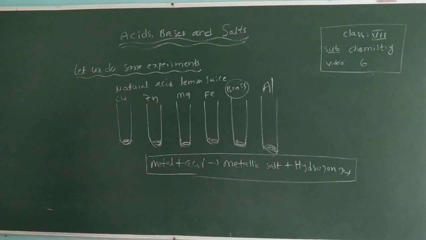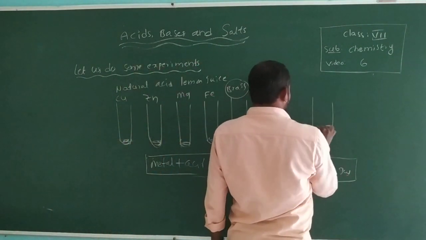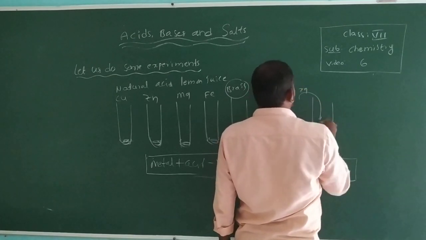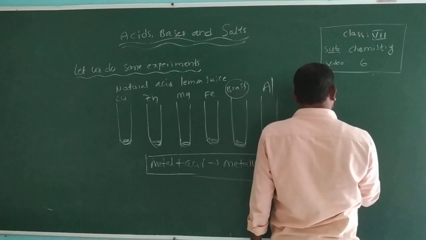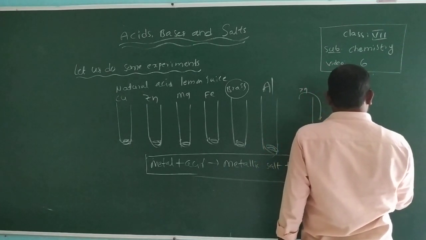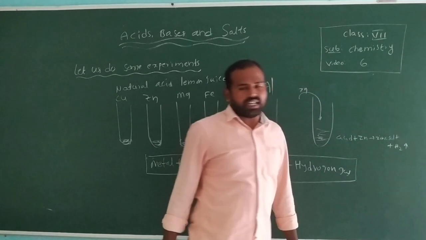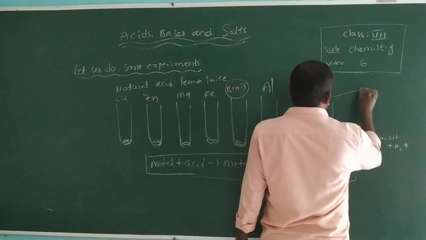So now, light a matchstick and introduce it into the test tube. What do you observe? Okay, so any one of the test tubes we need to take. This is acid, for example, let us consider we are adding zinc to it. In this case, acid plus zinc gives zinc salt and hydrogen gas. Hydrogen gas is released. So, how can you test the hydrogen gas? If you introduce a burning matchstick, let us consider it as a burning matchstick.